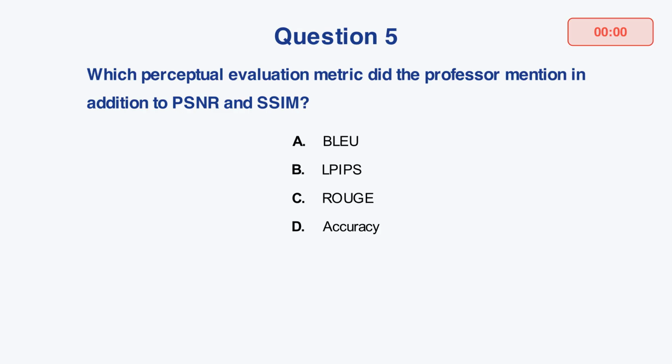Listen again to part of the conversation, then answer the question. Do a small study because PSNR and SSIM can miss hallucination artifacts introduced by generative models.